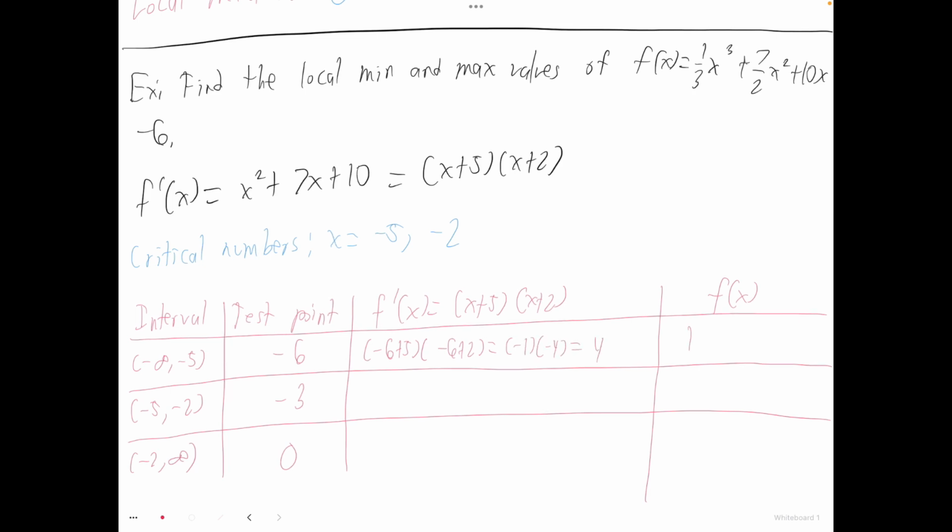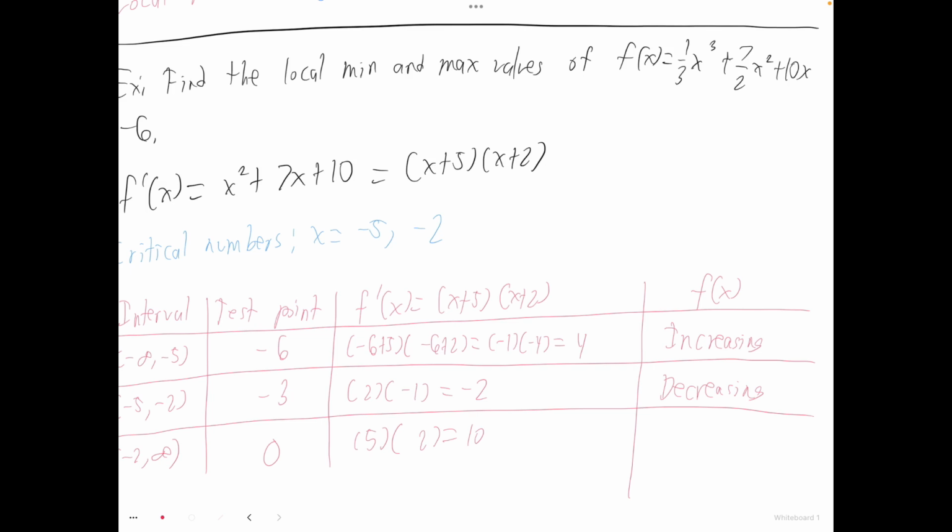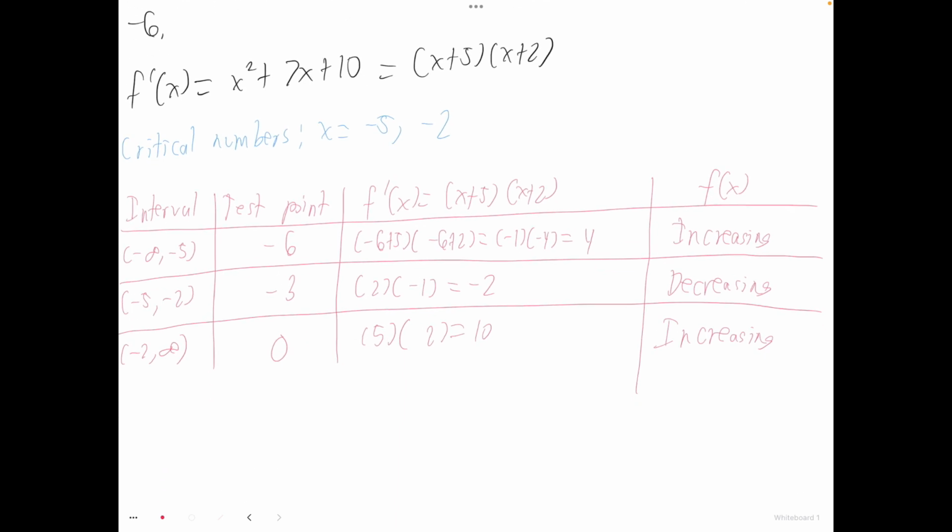So we're increasing on this first piece. Plugging in negative 3, we're going to have negative 3 plus 5, which is 2, times negative 3 plus 2, which is negative 1. And so we get negative 2, so we're decreasing on this interval. Then plugging in 0, we get 5 times 2, which is 10. So we are increasing on the interval from negative 2 to infinity.